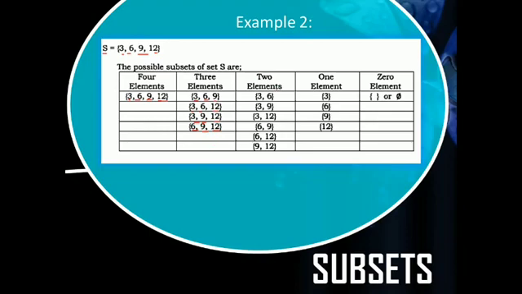Next, if 2 elements are considered, we can write the elements are 3 and 6, 3 and 9, 3 and 12, 6 and 9, 6 and 12, or 9 and 12. So these are the possible subsets of set S when there are 2 elements. If there is only 1 element, we can write 3, 6, 9, 12 in each bracket. And then if there is a 0 element, we can write an empty bracket here or this symbol. And these are the possible subsets of set S.